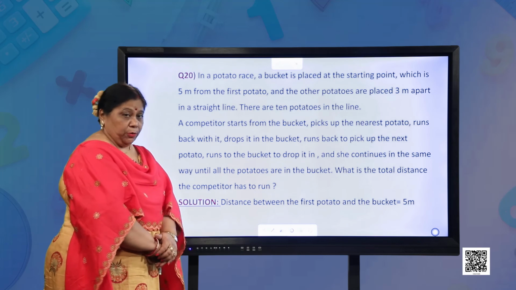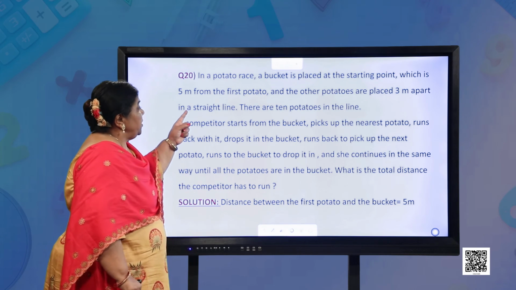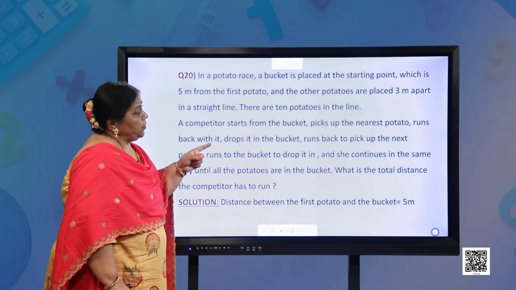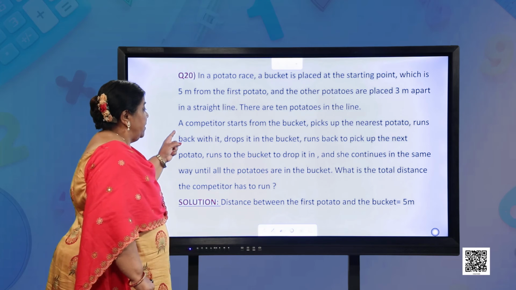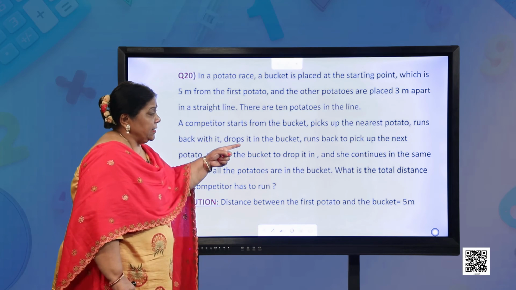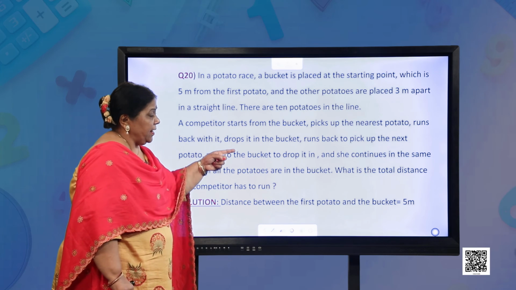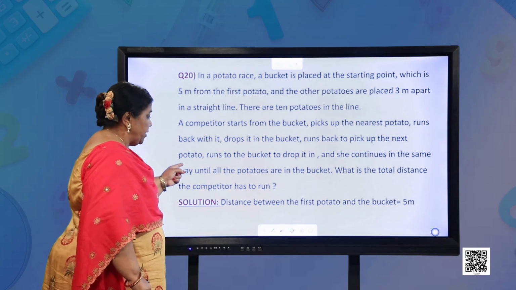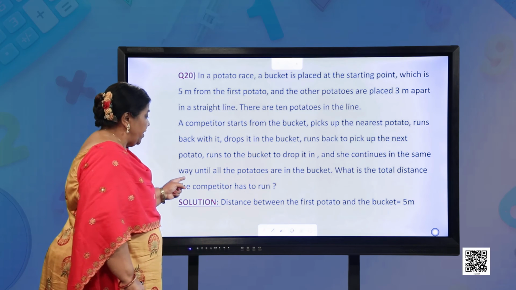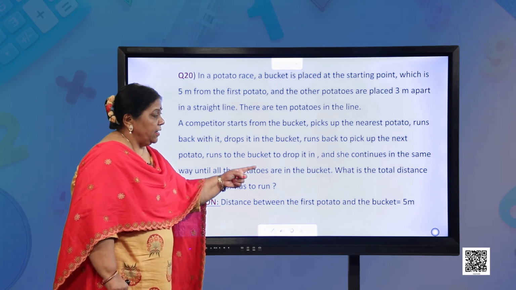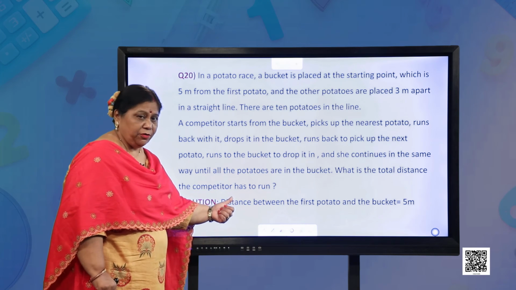We have a potato race. The bucket is placed at the starting point, which is 5 meters from the first potato, and the other potatoes are placed 3 meters apart in a straight line. There are 10 potatoes in the line. A competitor starts from the bucket, picks up the nearest potato, runs back with it, drops it in the bucket, runs back to pick up the next potato, runs to the bucket to drop it in, and she continues in the same way until all the potatoes are in the bucket. What is the total distance the competitor has to run? We have to find out.